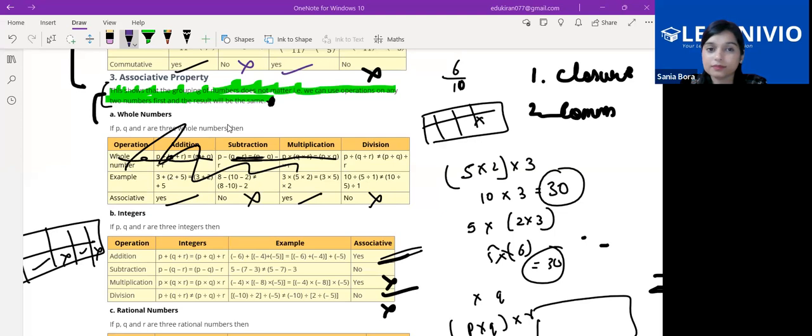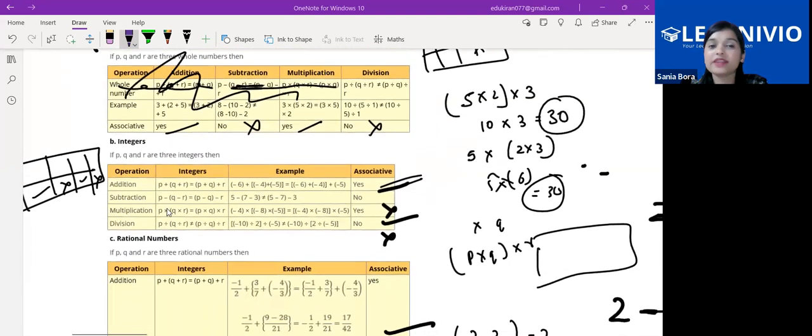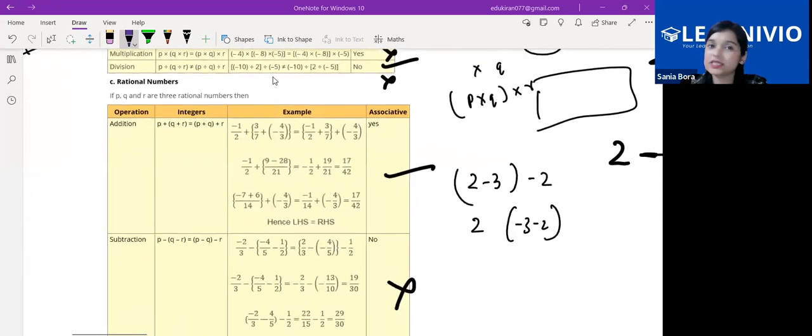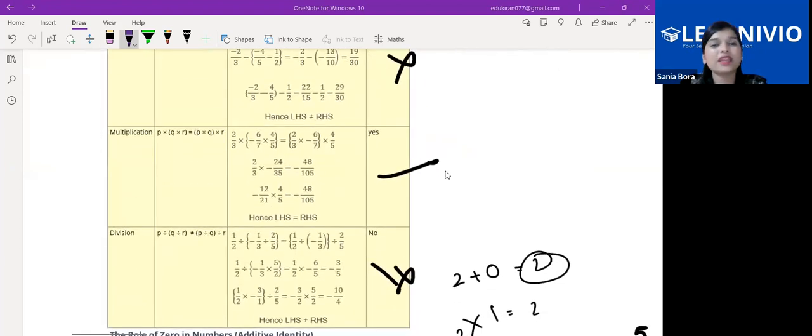So let's see this in rational numbers. In addition, this is applicable. In subtraction, not applicable. In multiplication, applicable. In division, not applicable. I hope I have made myself very clear.